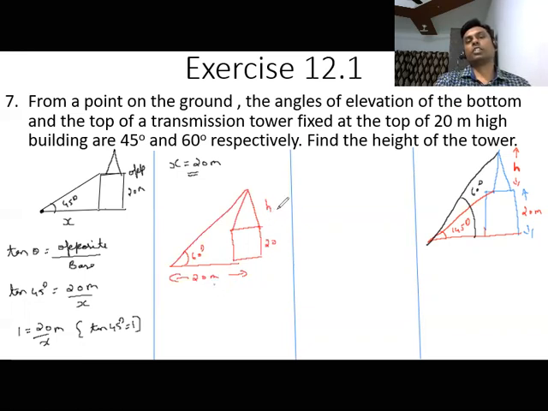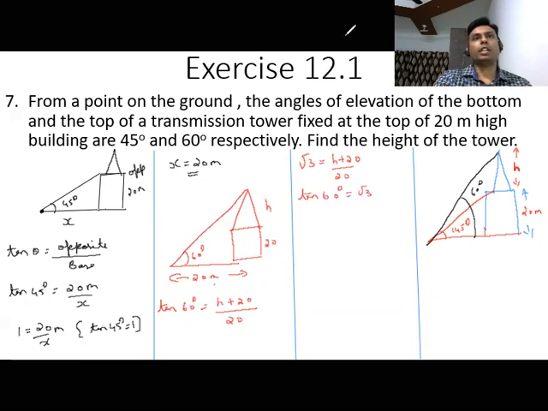Which trigonometric function relates opposite and base? Again tan theta. So tan of 60 degrees is equal to, what is my opposite now? h plus 20, correct? Full. h is the height of the tower plus 20, divided by what is x? 20. Now tan 60 we know is root 3. So root 3 is equal to h plus 20 divided by 20. Tan 60 degrees is equal to root 3.